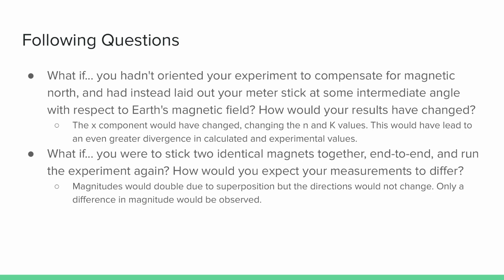What if we were to stick two identical magnets together, end to end, and run the experiment again? How would the measurements differ? Well, the magnitudes would double due to superposition, but the directions would not change. Only a difference in the magnitude of the magnetic field would be observed.